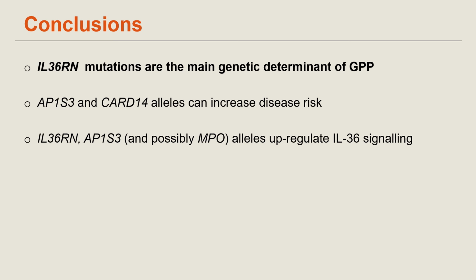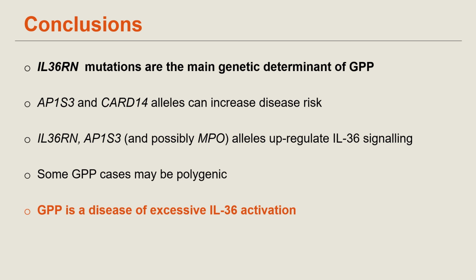Interestingly, IL-36RN mutations, AP1S3, and possibly MPO alleles all upregulate IL-36 signaling. So there is a convergence of disease mechanism on the IL-36 signaling pathway. And this is why we think there is now overwhelming evidence that GPP is basically a disease of excessive IL-36 activation.